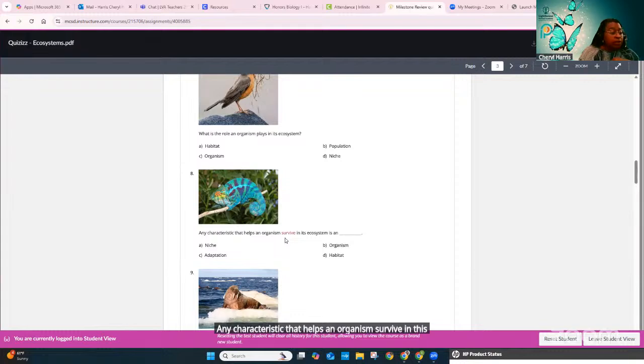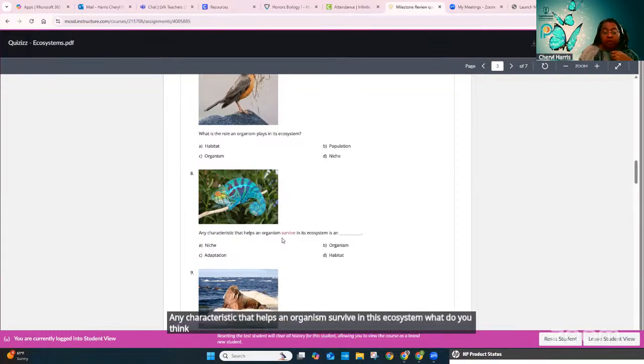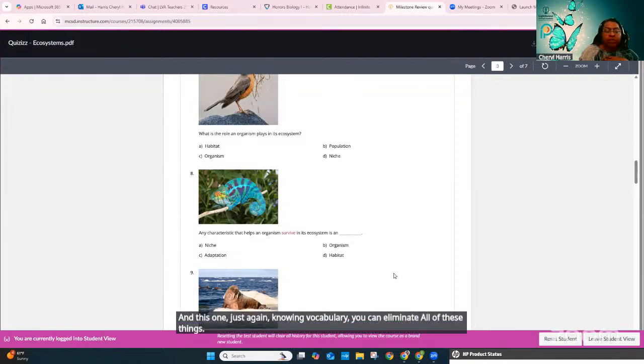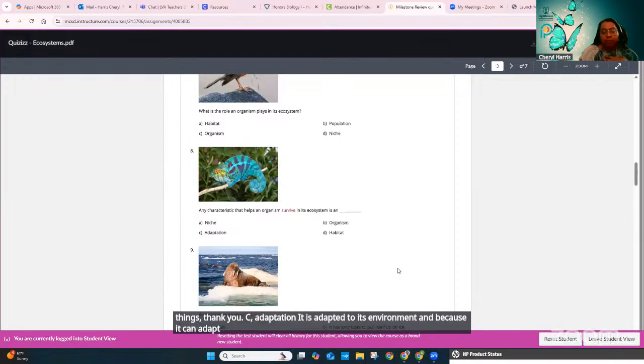What do you think will help an organism survive? And this one, just again, knowing vocabulary, you can eliminate all of these things. Thank you. C, adaptation. It is adapted to its environment, and because it can adapt, it will survive.